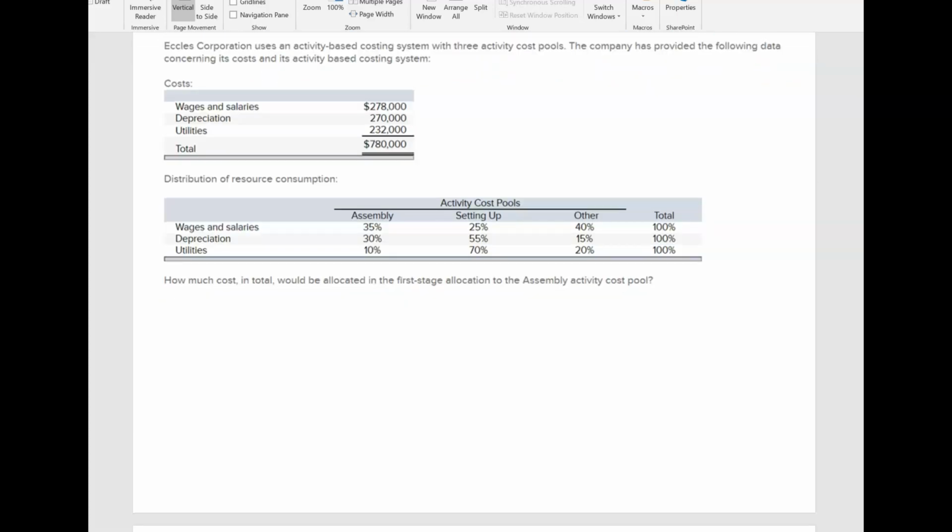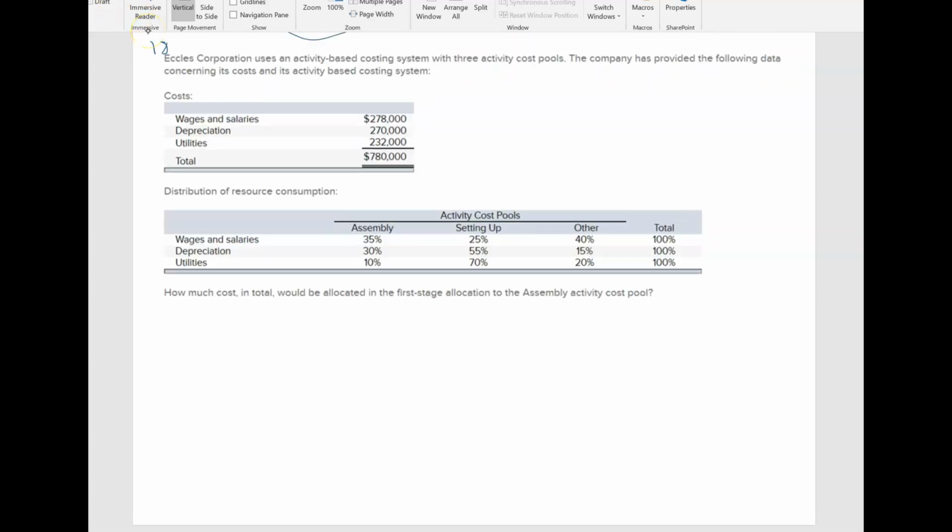Okay, almost done. Number 18. There's 21 here. Number 18. We want to know how much cost in total would be allocated to the first stage allocation. Okay, so we have three: wages, depreciation, and utilities.